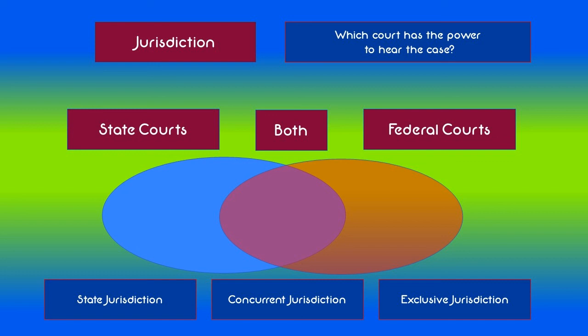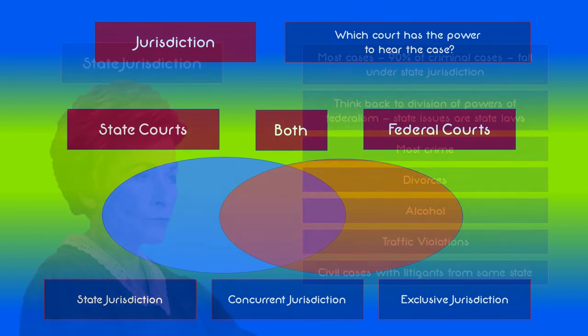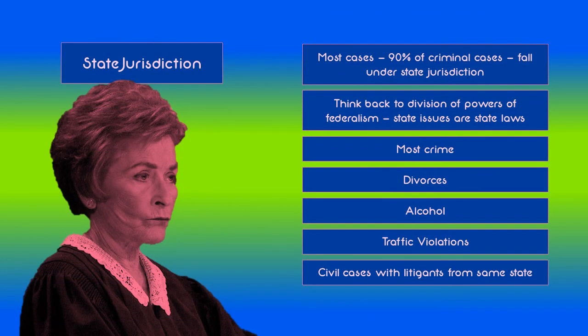So there'll be some issues that could be a state issue and could also be a federal issue, like a crime that involved a violation of civil rights. It's a crime on a state level, but also has implications because of the 14th Amendment. The federal government can oversee that. So we'll talk a little bit about that, but mostly we're focusing on what's state jurisdiction versus what is federal jurisdiction, exclusive jurisdiction. First up, we'll talk about state jurisdiction.